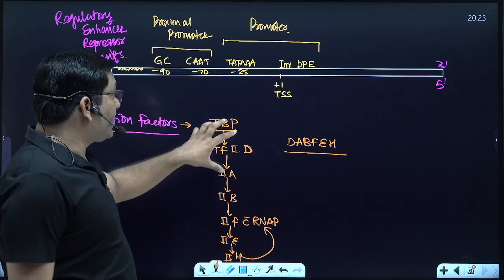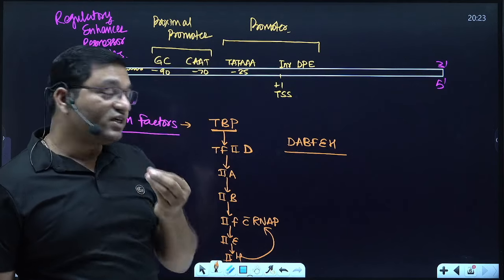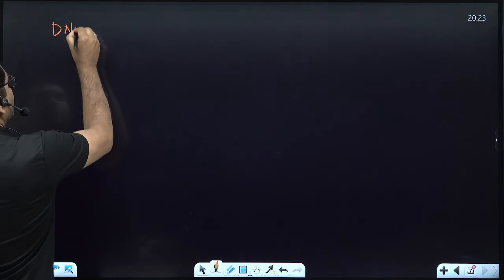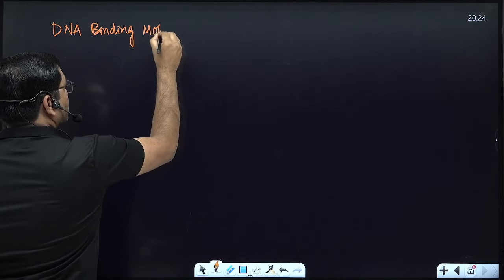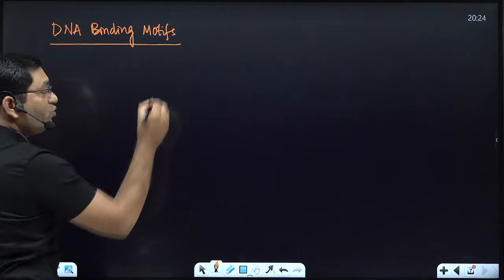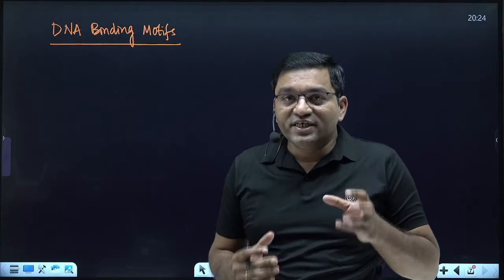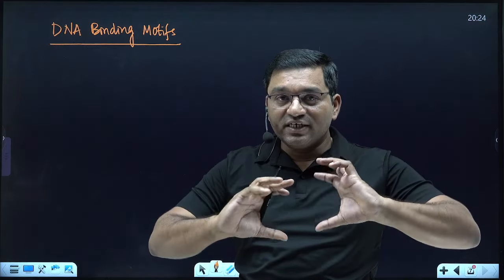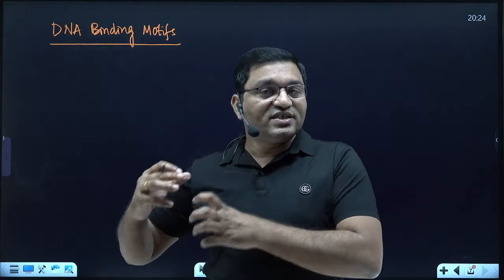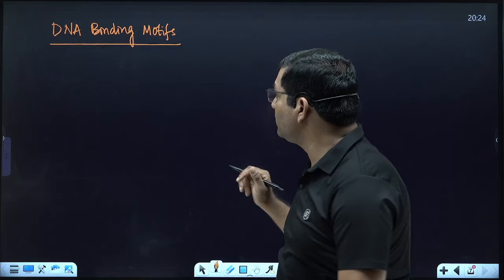Now the transcription factor attaches to the DNA with the help of different motifs, known as DNA binding motifs. These are super secondary structures. And what is the role of a DNA binding motif? It is important for the interaction between the transcription factor and the major and minor grooves of the DNA. For that, DNA binding motifs are important.